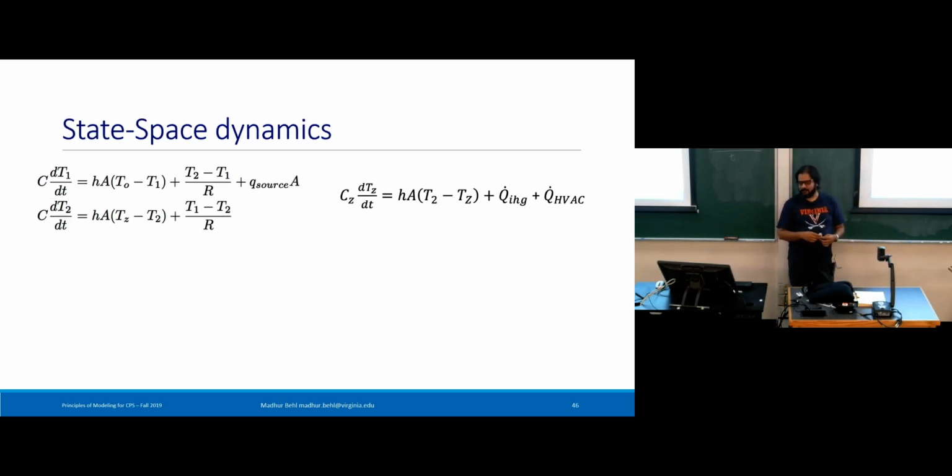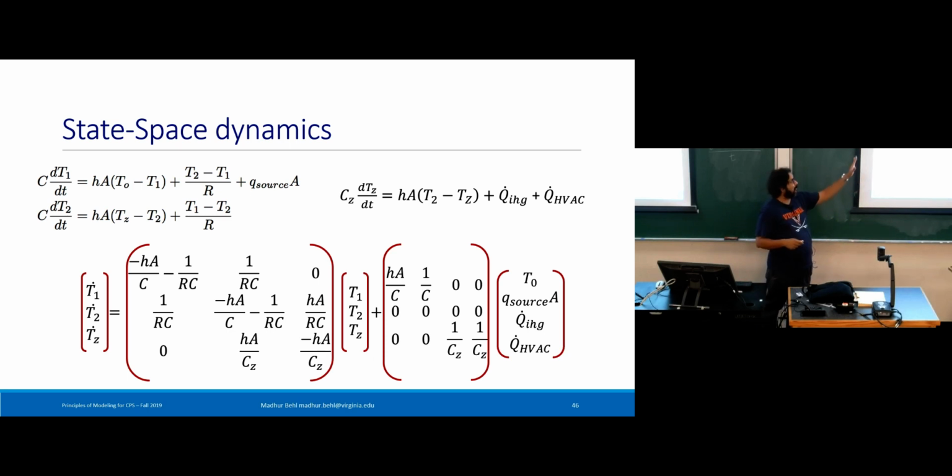So let's do that. So these were my state equations. I'm going to write this, and I claim this is the equivalent state space representation of that system, where you have x dot equals some matrix A times x itself plus some matrix B times u. And we can do our sanity check. Let's do it for maybe this equation first. So T1 dot depends upon T1 itself, and there should be a term which is negative HA divided by C, and there should be another term which is minus 1 by RC. So that's this term right here. T1 dot is this term times T1 itself. Plus there's a term 1 by RC times T2, which is coming from here.